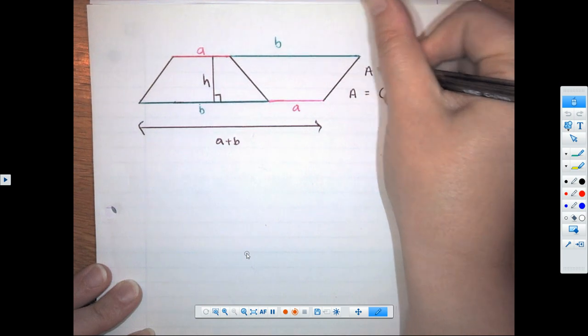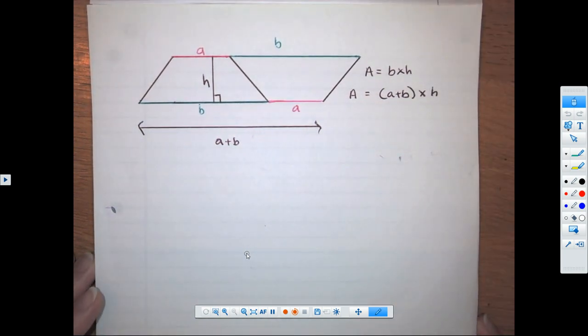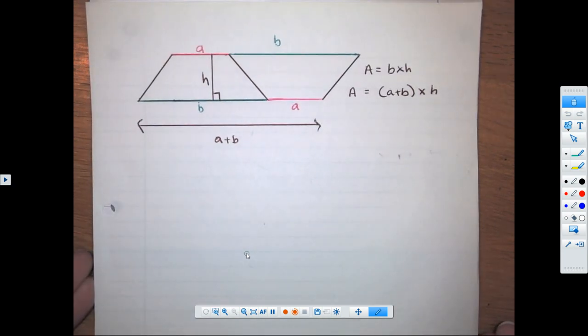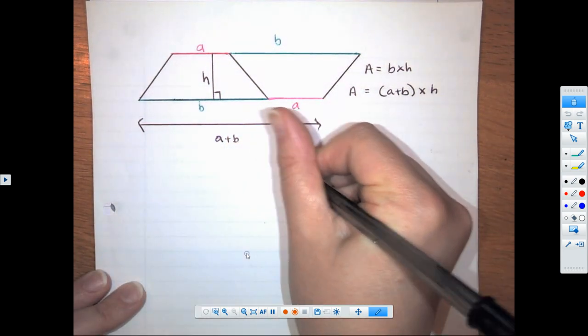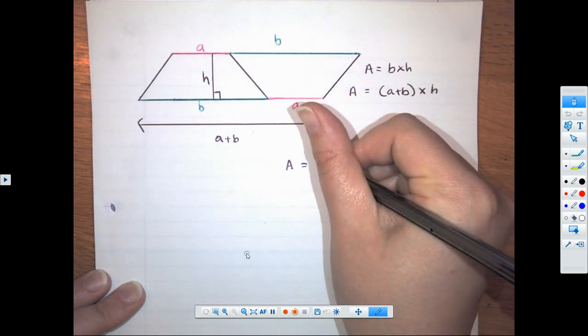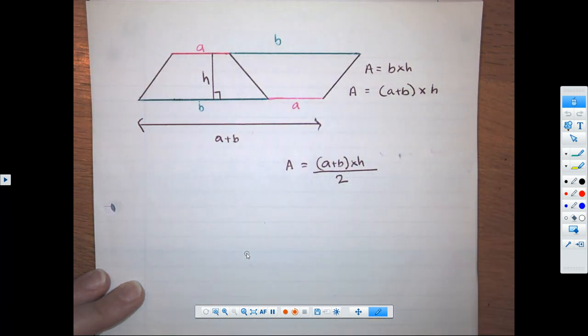That was, remember, our formula for the area of a parallelogram. However, our trapezium is half of this, okay? So I'm going to cut that in half. So I get to the same formula. The area of the trapezium is going to be a plus b times the height divided by 2.